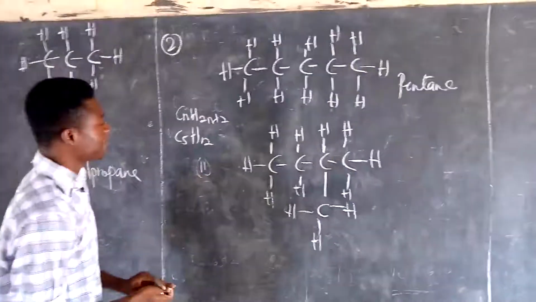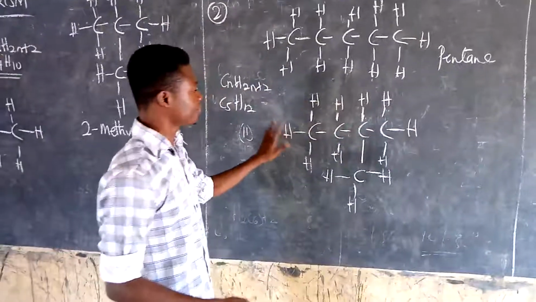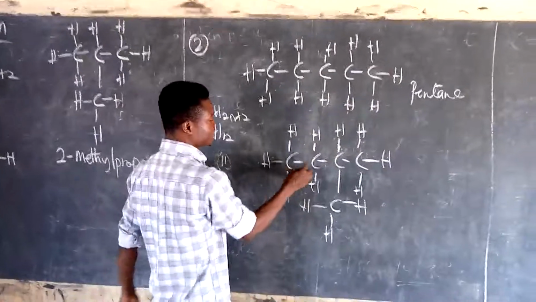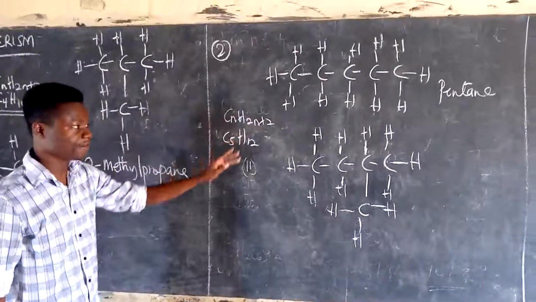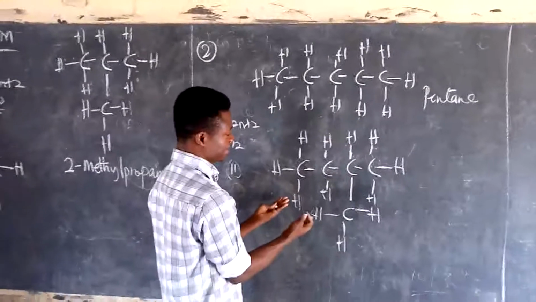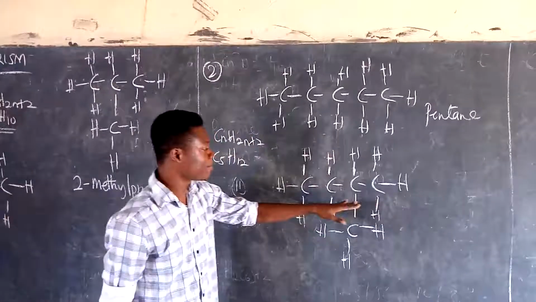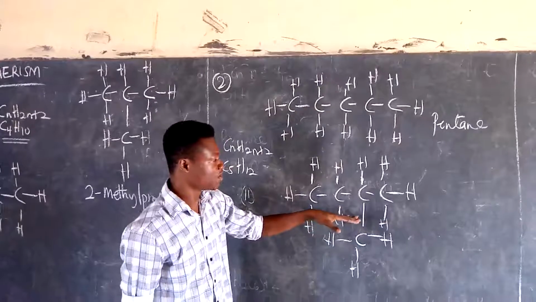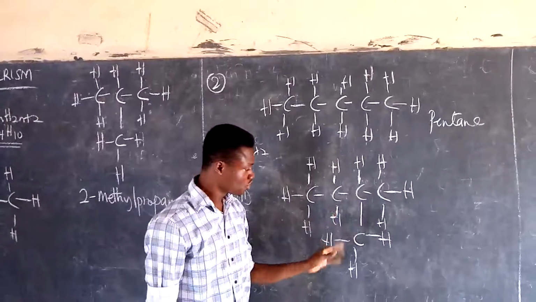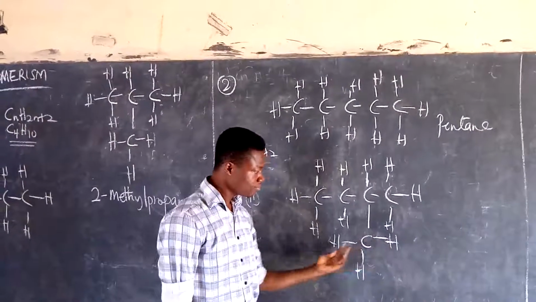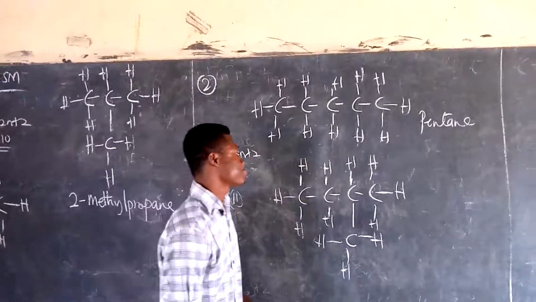Okay, so let's count our hydrogens and see. 1, 2, 3, 4, 5, 6, 7, 8, 9, 10, 11, 12. So the hydrogens are 12. Let's count the carbons. 1, 2, 3, 4, 5, that is correct. But the structure is different. So how do we name this compound? I said that we consider the carbons of the shortest possible chain, counting the number of carbons which is very close to the branch compound, then give the name to the compound that we form.